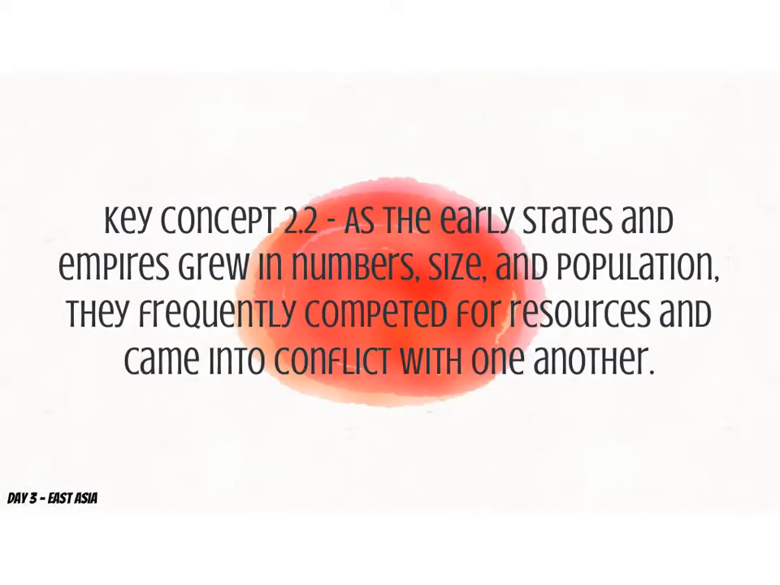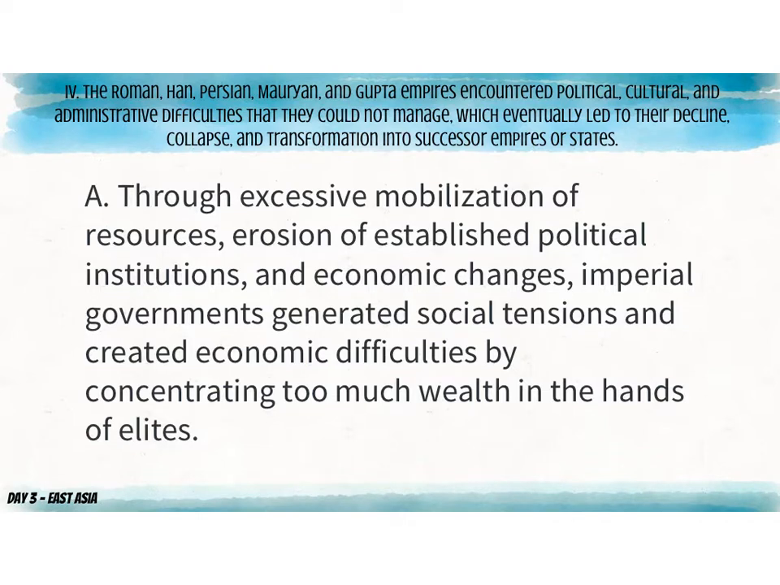We're going to look at 2.2 really quickly one more time. Again, this has to do with competition. It says through excessive mobilization of resources, so they're expending all their resources, as well as the erosion of political institutions, so we start to see some of that political administration fail a little bit, along with economic changes and social tensions. All of these things are going to lead to the fall of the Han Empire. Also, it says concentrating too much wealth in the hands of elites. So in other words, when we think back to that slide about the social structure, that scholar gentry or the aristocracy, they own all the land, they have all the money, and there's just not enough to go around. The majority of the population is peasant farmers, and this causes problems.